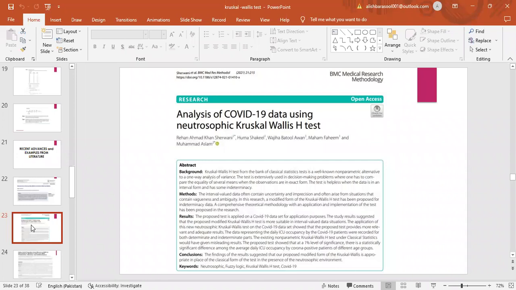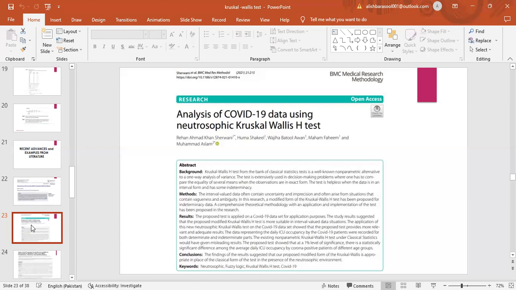Abstract. Background. The Kruskal-Wallis H test from the bank of classical statistics tests is a well-known non-parametric alternative to a one-way analysis of variance. This test is extensively used in decision-making problems where one has to compare the equality of several means when the observations are in exact form. The test is helpless when the data is in an interval form and has some indeterminacy. Methods. The interval value data often contain uncertainty and imprecision and often arise from situations that contain vagueness and ambiguity.